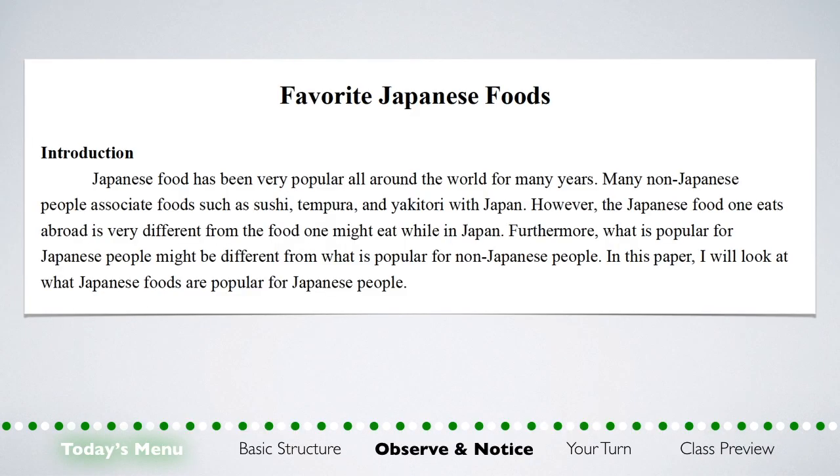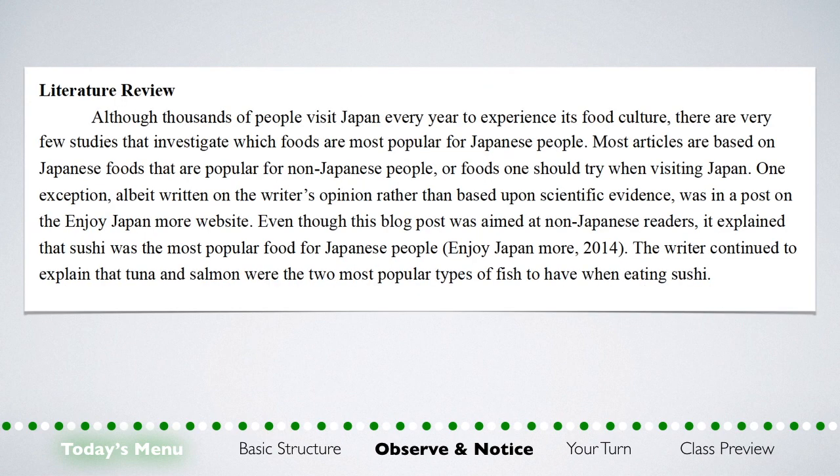As I said earlier, the introduction follows the same pattern as we have talked about in previous lessons. The background information explains the reasons for doing the study. Then in the thesis statement, we see the main purpose of this particular paper. Next, we have the literature review. This is where we summarize previous studies done by other people.